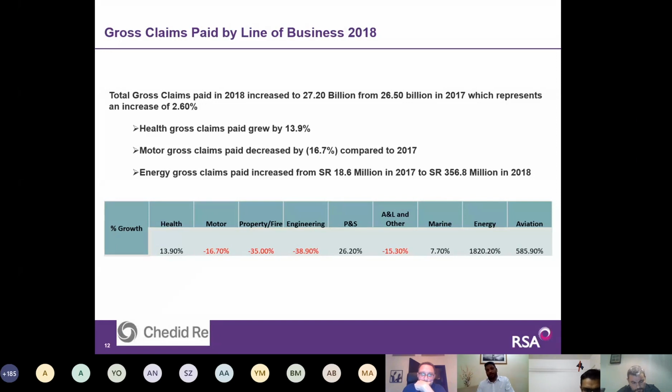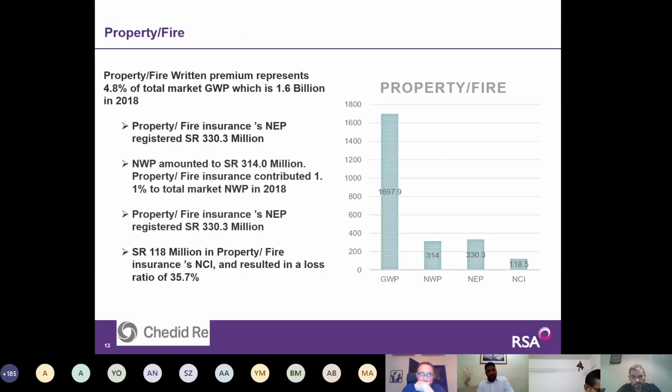Marine increased by 7.7%. Energy, as we discussed, is increased by 1,820%. And the aviation is a 585.9% increase in the gross claims paid compared to the 2017 data with 2018. Let's have a detailed look into the property figures. So property fire figures, the gross written premium represents 4.8% of the total market gross written premium, which is 1.6 billion in 2018.